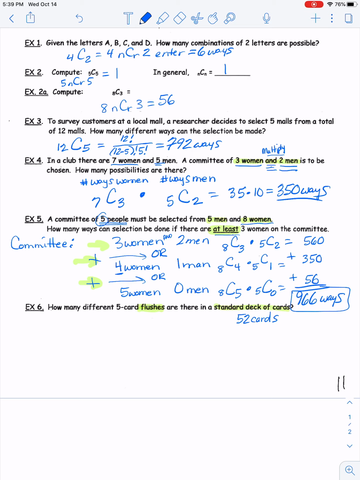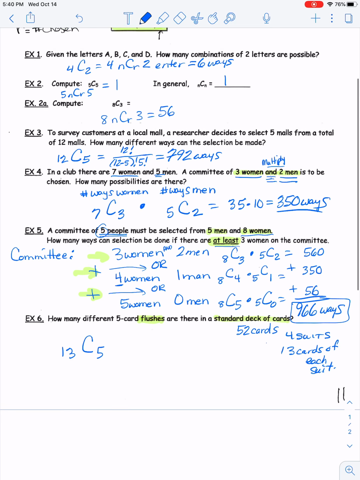A flush means that you are going to have 5 cards of the same suit. Okay, 5 cards, same suit. So what that means is, let's see if I can do all this. You have 4 suits. Maybe I better write this to the side. This is a little ahead of us for some of you. 4 suits, which means there are 13 cards of each suit. If you play cards, you're aware of this. So here's our scenario. I have 13 cards in a suit and I have to choose 5 of them. Any 5, because a flush is 5 cards, same suit.